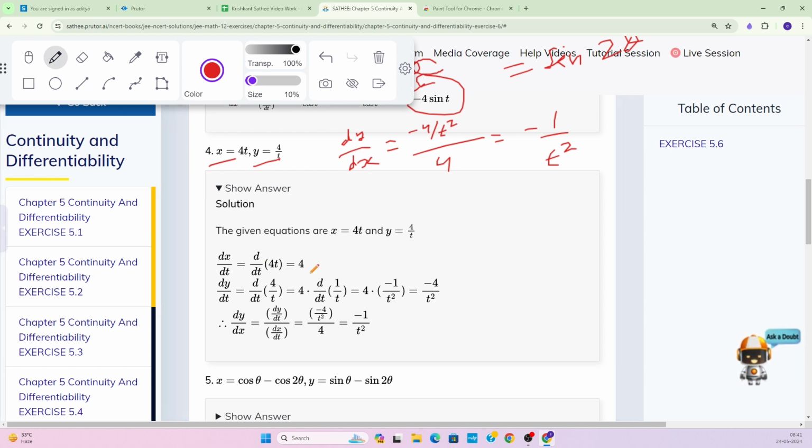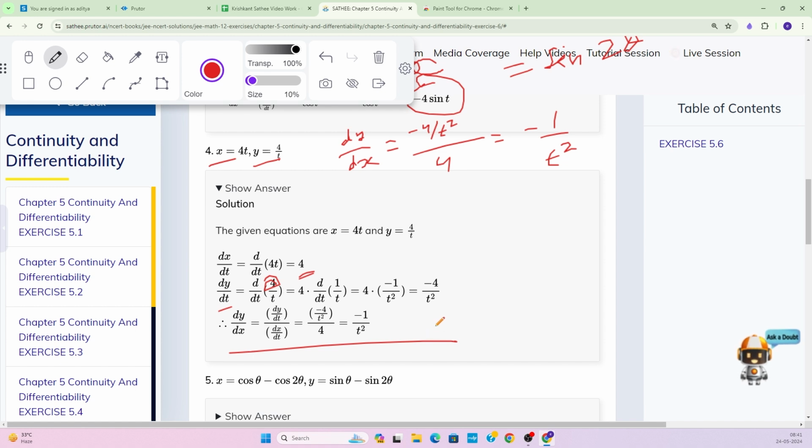So dx over dt is just 4, but dy over dt will be 4 by t. In this way we can take 4 common, so you just have to differentiate 1 by t with respect to t. This will be minus 1 by t square, and multiplying, you will get minus 4 by t square. That's why you will get your final answer as minus 1 by t square.